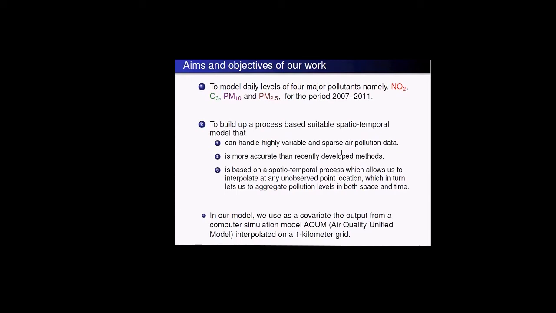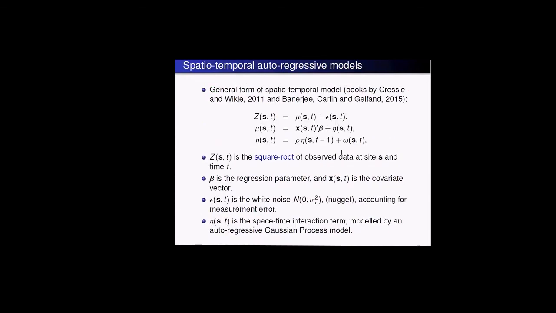In our model, we use a covariate, the output from a computer simulation model, AQUM, the air quality unified model, interpolated on a 1 kilometer grid, which is a very fine grid, and this was part of the work done by the Met Office. So our models are general spatiotemporal autoregressive models.